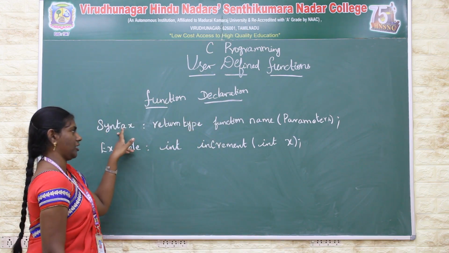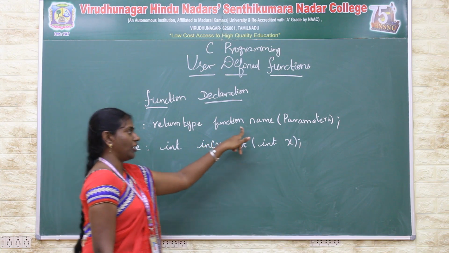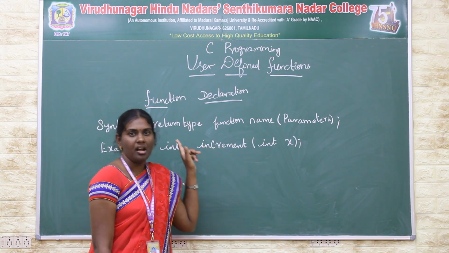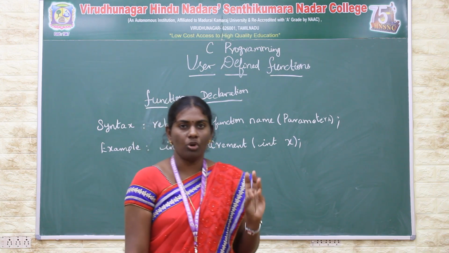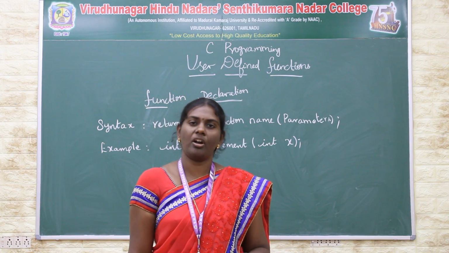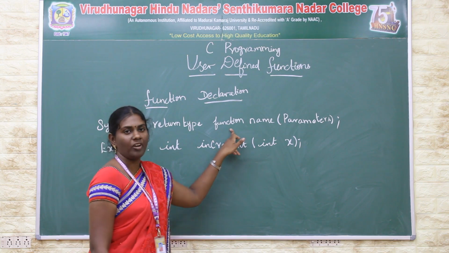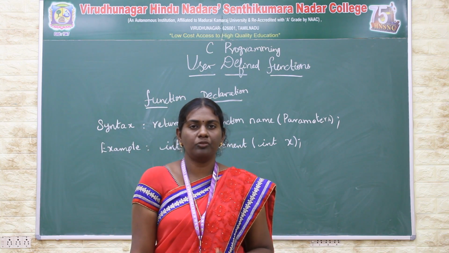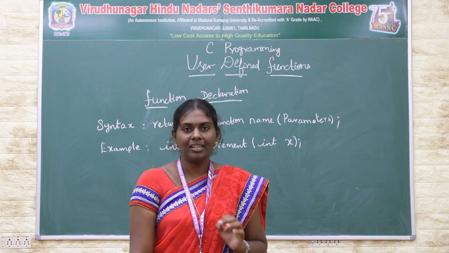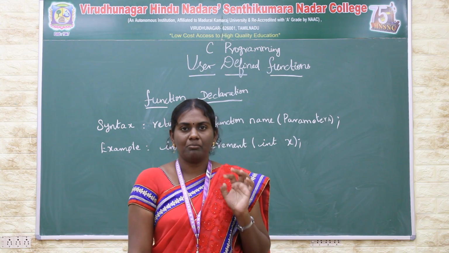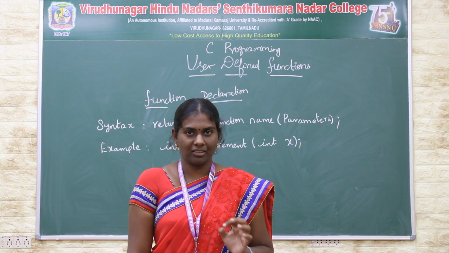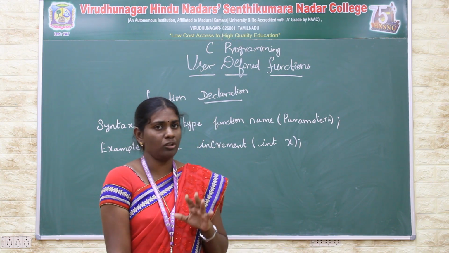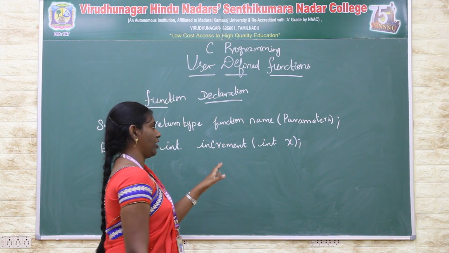Here is the syntax for it: return type, function name, parameter list. The return type can be any data type like void, int, float, long int, or anything. Next, the function name is a valid C identifier. The rules are the same as for declaring a variable: it must be of up to 32 characters, starting with an alphabet. Similar rules are also followed to name the function.